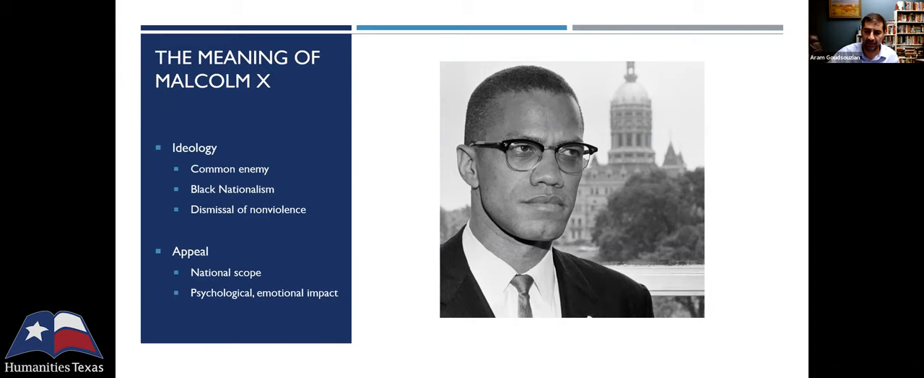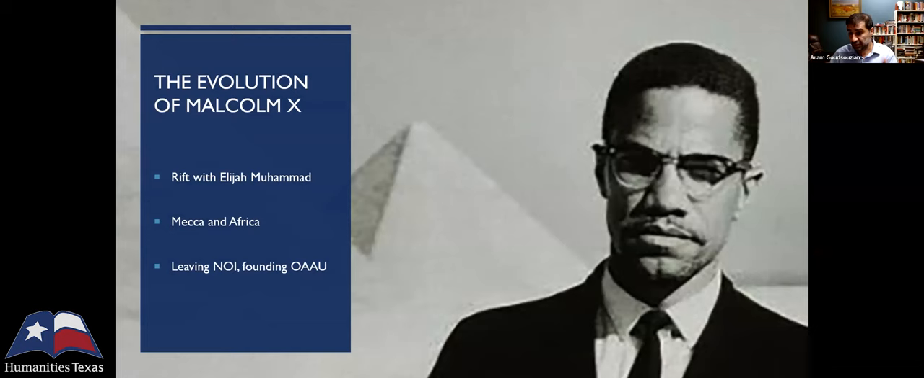Of course, Malcolm is going through sea changes at this time. There's a rift between him and Elijah Muhammad, his mentor, the head of the Nation of Islam. By late 1963, Malcolm is saying that the Nation should be more involved in the reforms in American society, which Elijah Muhammad rejects. There's also a personal rift as well. Elijah Muhammad is jealous of Malcolm's notoriety. Malcolm is disillusioned by the paternity suits against Elijah Muhammad, who's supposed to be on this higher moral plane.